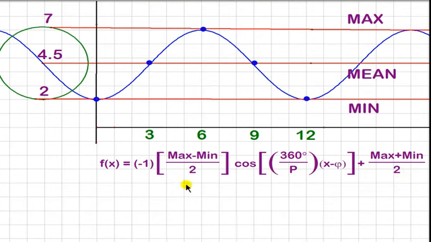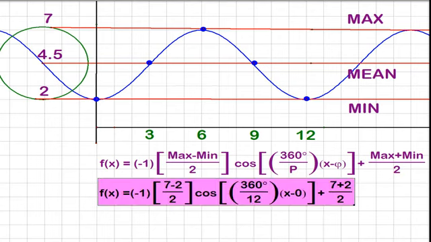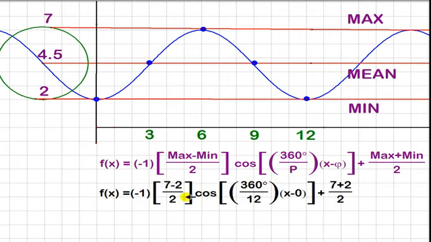So now let's fill in these values to help you visualize what we've been saying all along. Again, 7 minus 2 divided by 2 is the amplitude. 360 divided by 12 is the k value, or the horizontal stretch or compression factor. The phi indicates the phase shift or horizontal translation left or right. In this case, there isn't any. And then the vertical displacement indicates how many units we moved up or down from the original starting point.